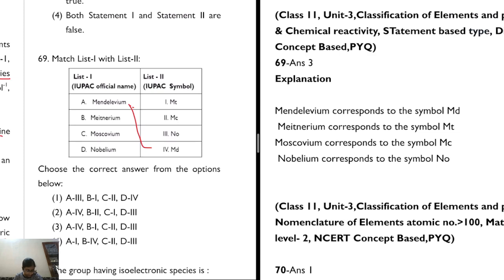Mendelevium. Then Metalloid would be MT. Then Moscovium would be MC and Nobelium would be NO. Okay. So this would be the correct answer.